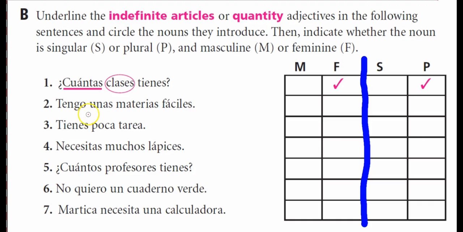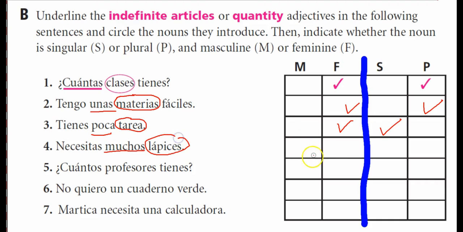All right, let's see how you did. We have unas materias. Materias is feminine and plural. Number 3, tienes poca tarea, which is feminine and singular. Necesitas muchos lápices. Lápices are masculine and plural. ¿Cuántos profesores tienes? Profesores are masculine and plural, even though it might include some female teachers.